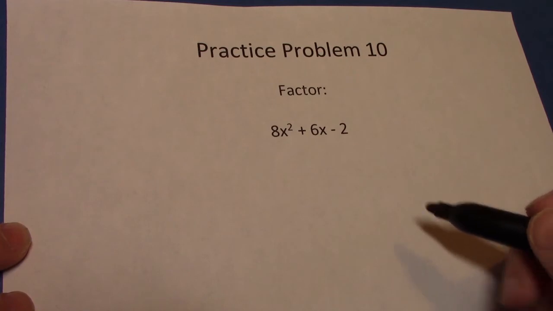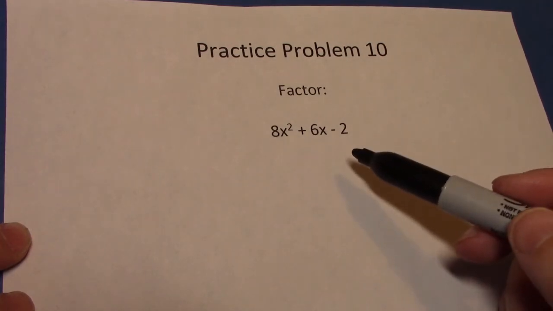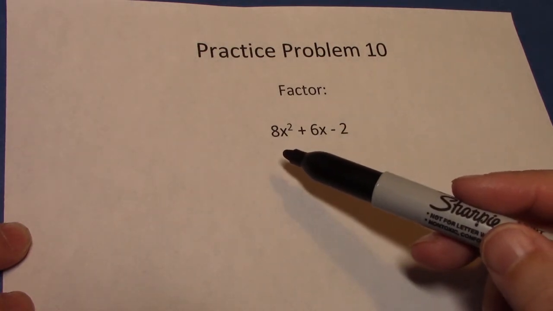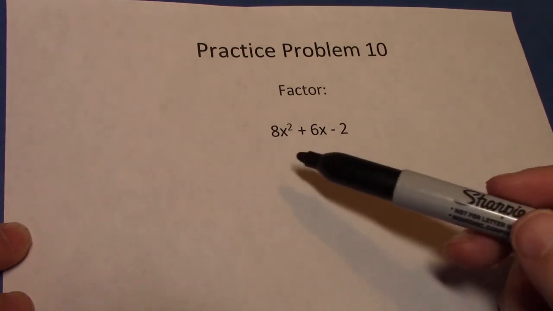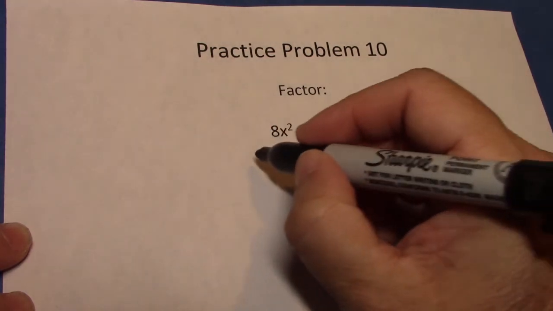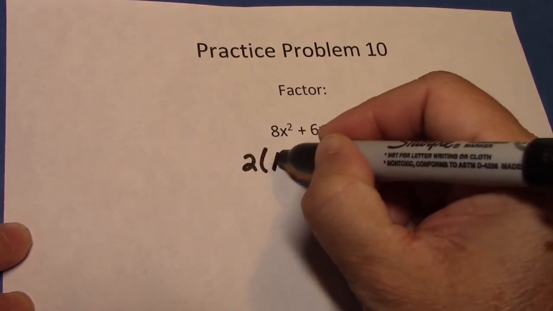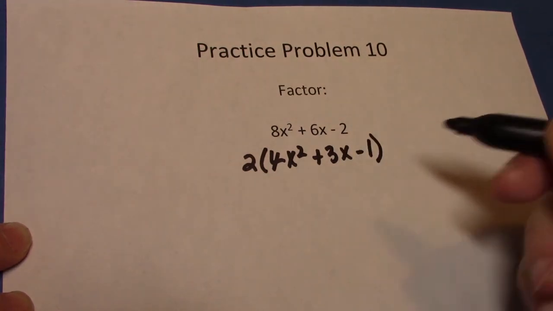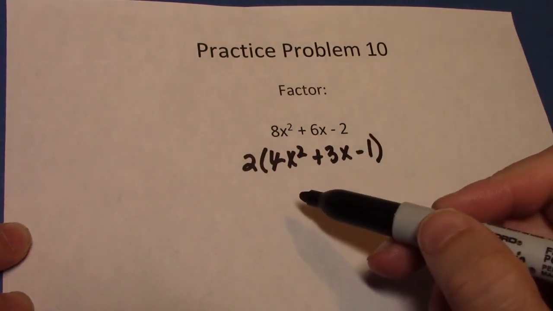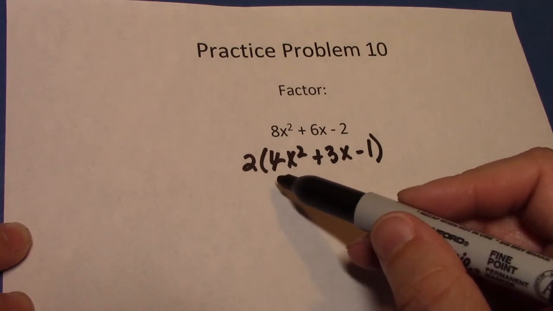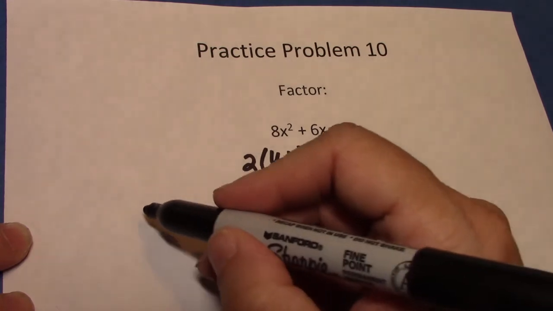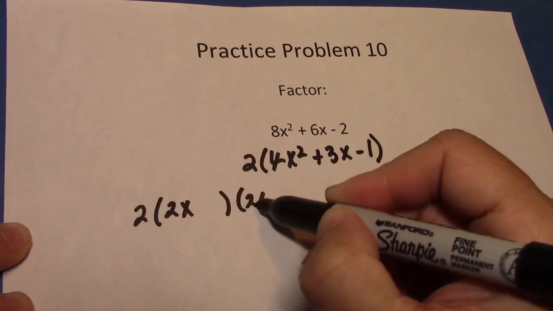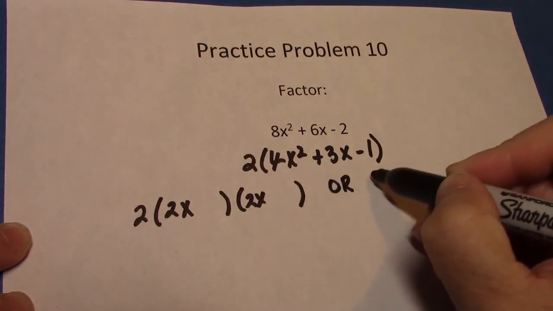Problem 10, factor 8x squared plus 6x minus 2. Well, the coefficient for x squared is not 1, but I notice first before we begin that we've got a 2 that's common throughout all of these. So let's factor out the 2. And now let's see if we can do FOIL to factor out this part. Now the coefficient is 4, so that means we have a couple of options. It might be something like this, or it might be this.